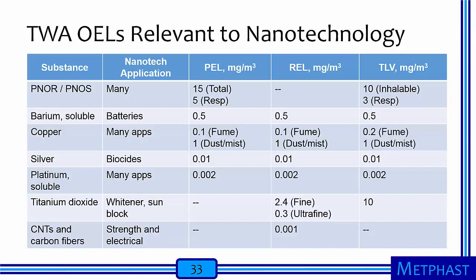So here I've added to the list again of example OELs relevant to nanotechnology. Here I show the PEL from OSHA, the REL from NIOSH, and I add a new column with the TLV from ACGIH. In many cases, you'll find that all of these values are the same, and then in other situations, there are differences.